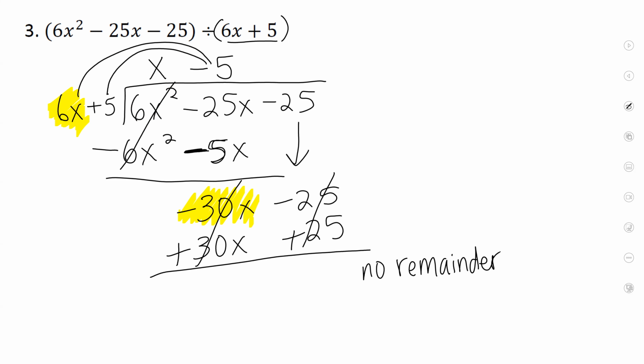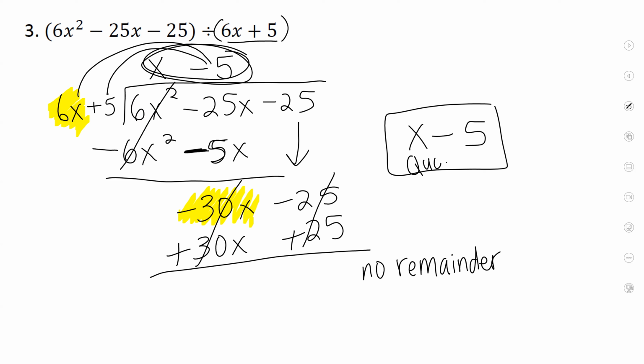There's no remainder. So your answer is just what's up here, x minus 5. So your answer is x minus 5. This is your quotient. A quotient is the answer to a division problem.